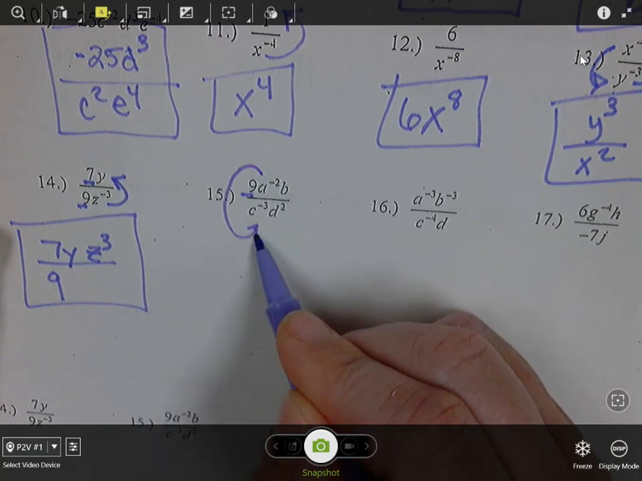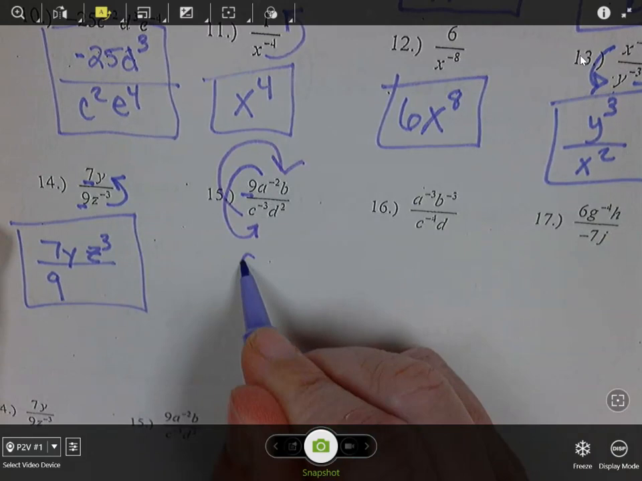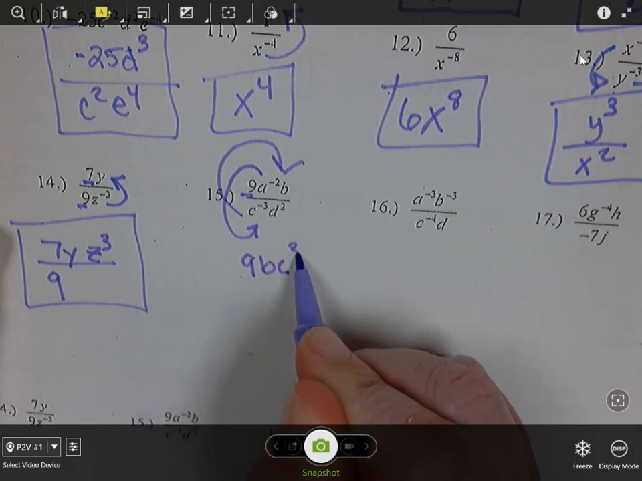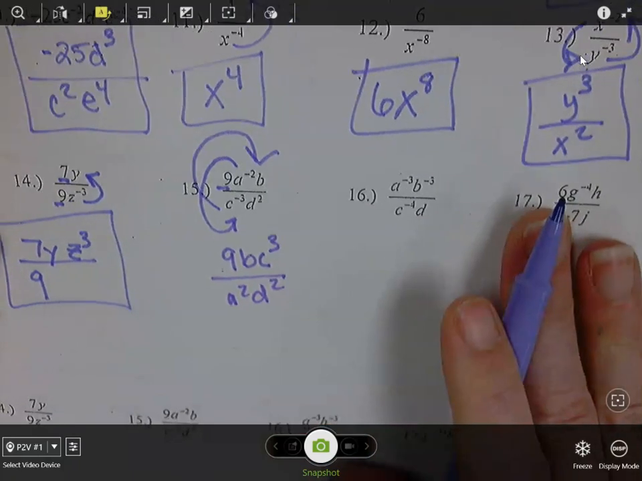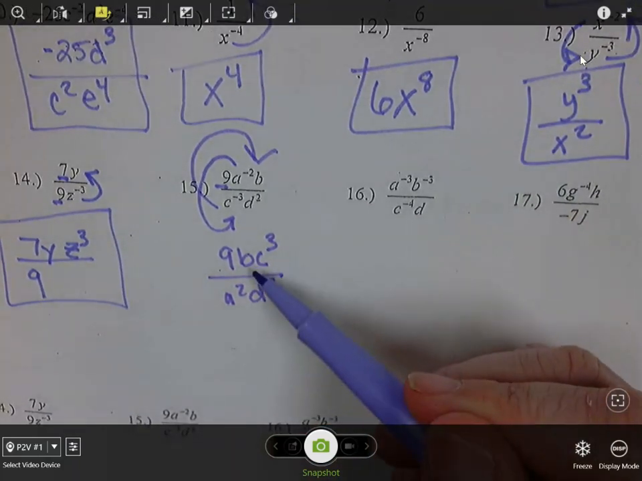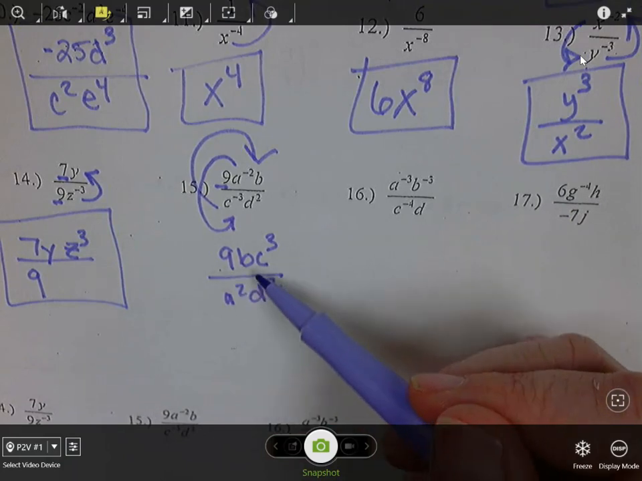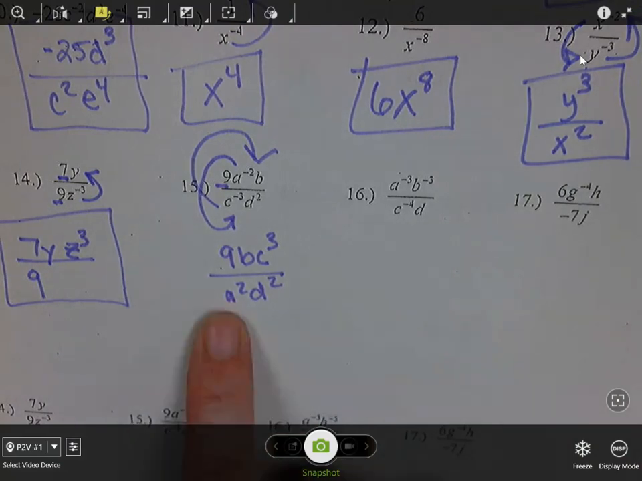And what am I going to do with this C? Move it to the top. Okay, so that's going to leave me with 9bc to the third over a squared d squared. Now, guys, it doesn't really matter which order you put the variables in, the b and the c. You could have put 9c to the third times b. I like to put it in alphabetical order, so I would put the b before the c. Here I put the a before the d, so I did a squared b squared.